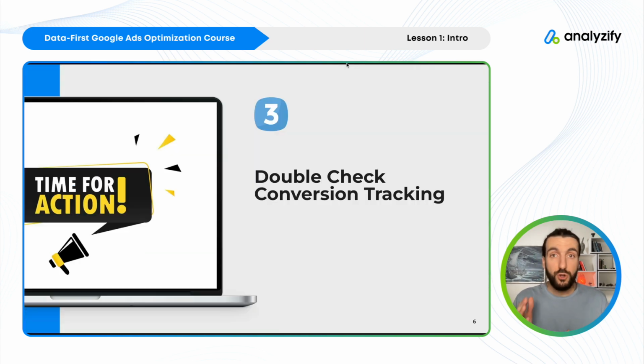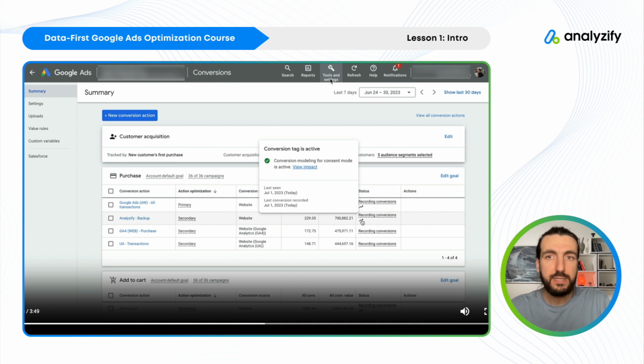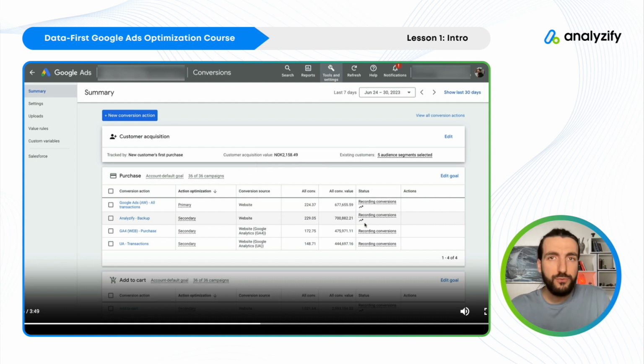Now we are on our third step. We will double check your conversion tracking. What does it mean? We will make sure that it's working properly. It's in the same place. We just go to Tools and Settings and then Conversions. Once you are on the Conversions screen, in the status column on the right, you want to see Recording conversions, and then you also want to see that little arrow here. That arrow indicates enhanced conversions.